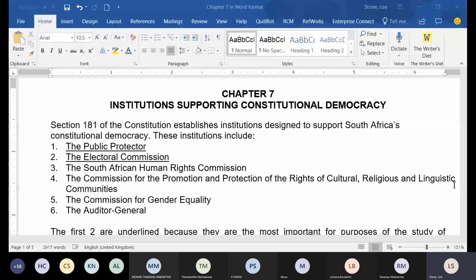So Mr. Mudau, in fact, just wrote an article that was published yesterday about the Independent Electoral Commission. So he's going to be doing the section on the Independent Electoral Commission, while I do the section on the Public Protector. And neither of the two sections are very long, so this shouldn't be a long lecture at all.